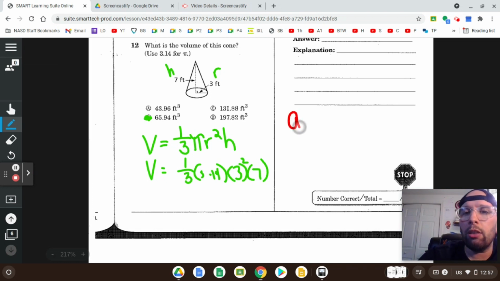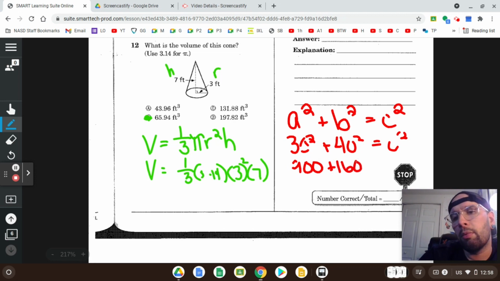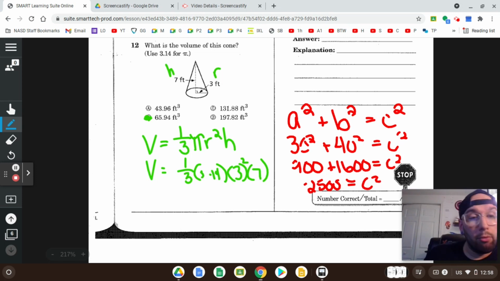So I have A squared plus B squared equals C squared. I have 30 and 40, and my longest side is C. So 30 squared plus 40 squared equals C squared. That's 900. That's 1600. That equals C squared. 900 plus 1600 is 2500. That equals C squared. Is C all by itself? No. What's in the way?